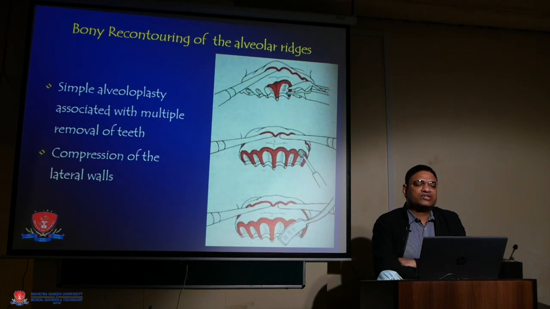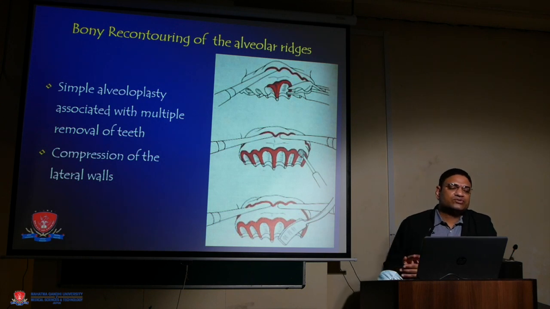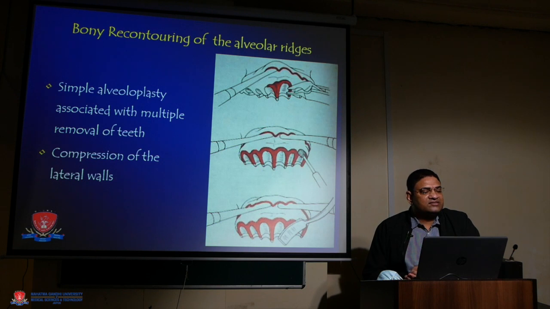Now, bony recontouring of the alveolar ridge is known as alveoloplasty. So when we are going for multiple tooth extraction, at the same time we have to perform the alveoloplasty. Then we have to compress the socket in both directions, labially as well as palatally, or in the mandible lingually.